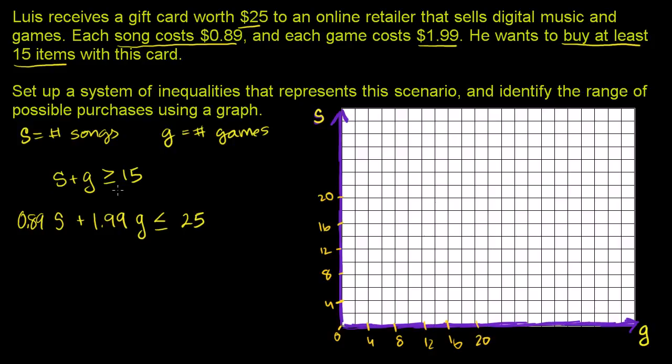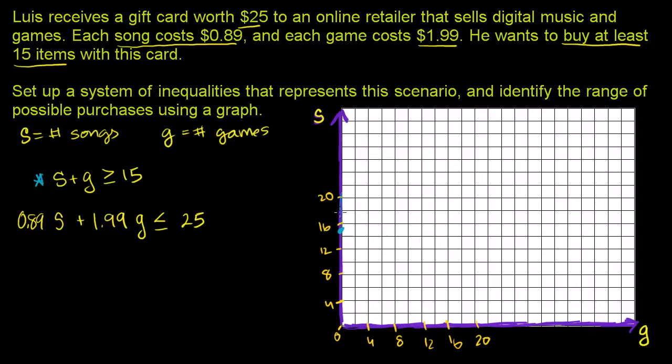So let's see if we can graph these two constraints. This first constraint, S plus G is greater than or equal to 15. The easiest way to graph this is to think about the intercepts. If G is 0, what is S? Well, S plus 0 has to be greater than or equal to 15. So if G is 0, S is greater than or equal to 15. G is 0, S is 15; this is 12, 14, 15 is right over there.